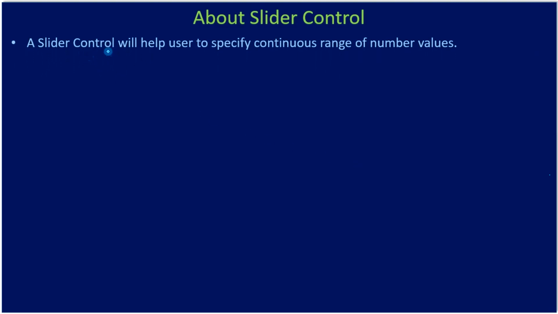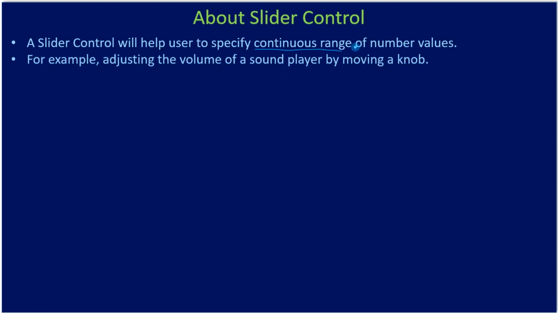Slider control will help the user to specify a continuous range of numeric or number values. For example, adjusting the volume of a sound player by moving a knob. Let's state that you are hearing some music and you are adjusting the slider thumb. So you will notice the sound will get increased linearly, or it will reduce in volume again linearly. So it depends on in what direction you are moving the knob.